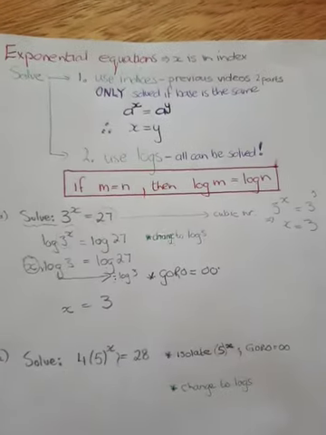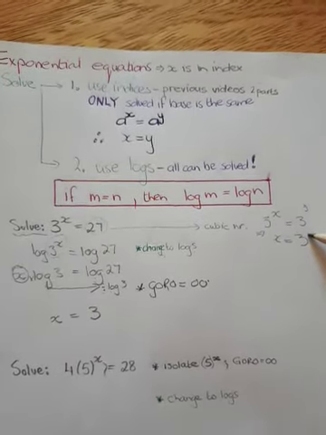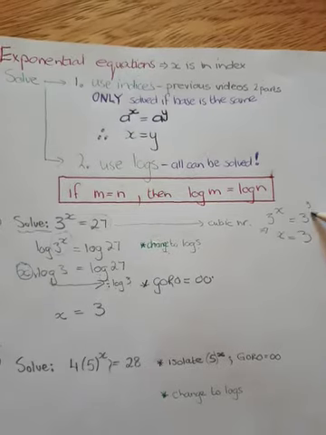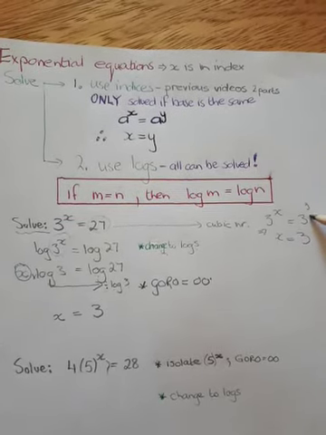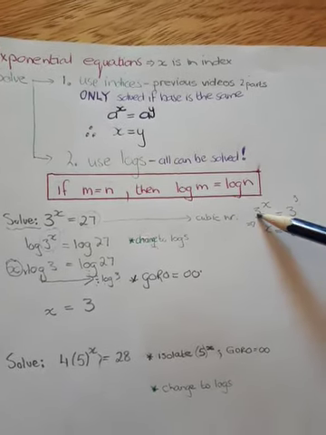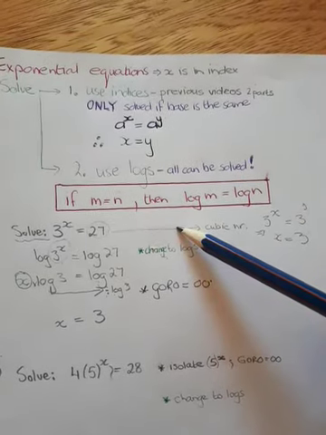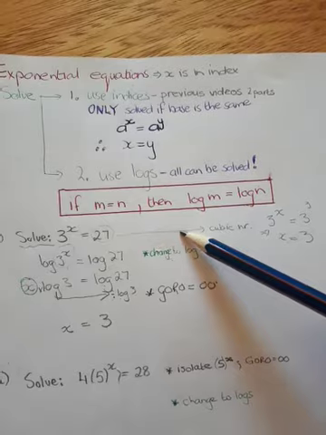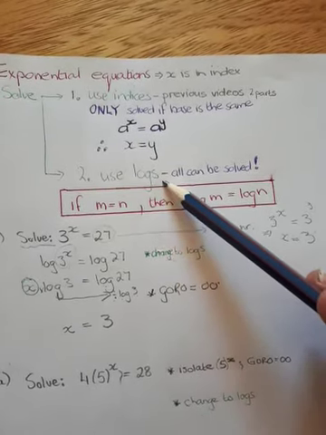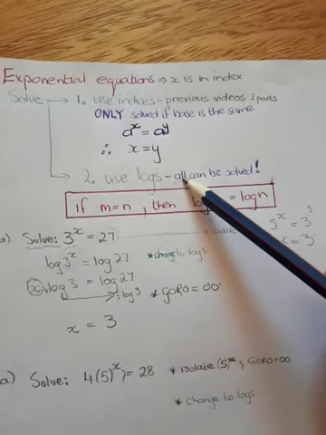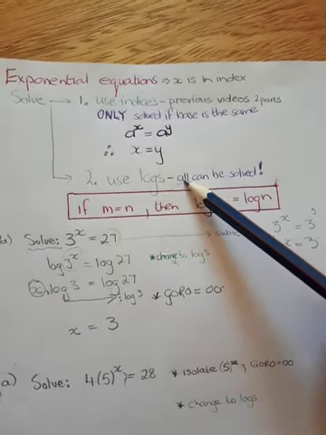If you compare this now to the indices laws, this is much shorter and easier, but that is because we've got the same base. Both bases are 3, that's why we can use the indices laws. But remember also that all exponential equations can be solved by using the logs.